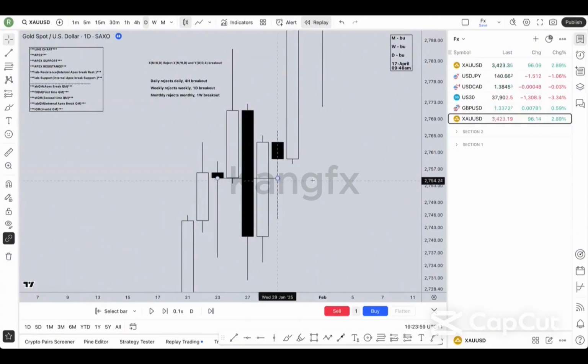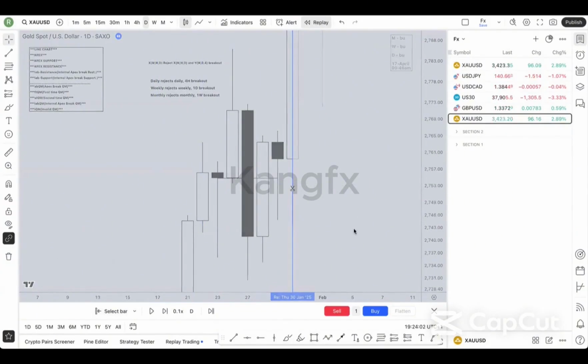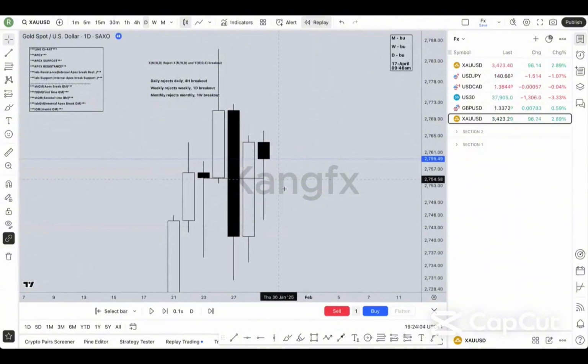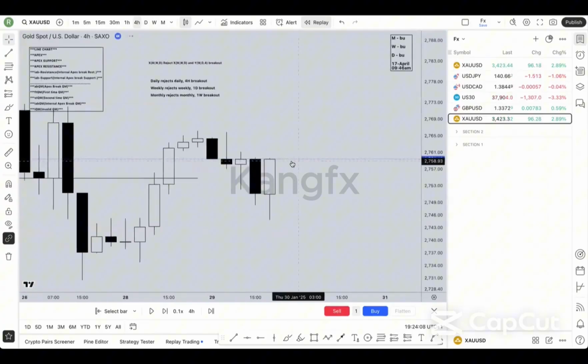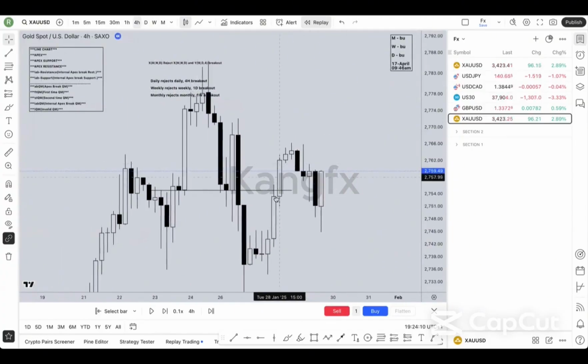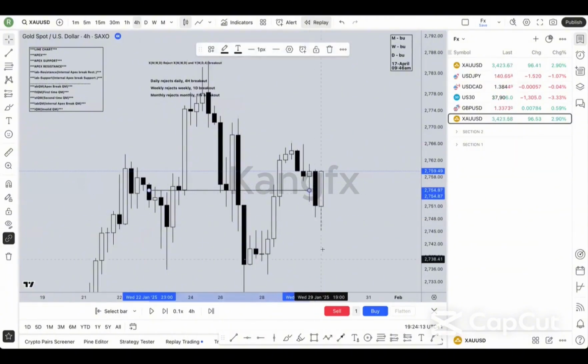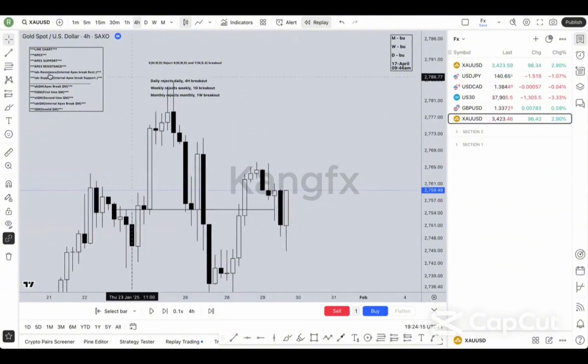And after the rejection, what do we expect? A breakout from a lower time frame. So this is a rejection. Only when you've gotten a breakout, that's when your storyline is valid. And also note, this is the rejection line. This resistance was formed before the rejection.